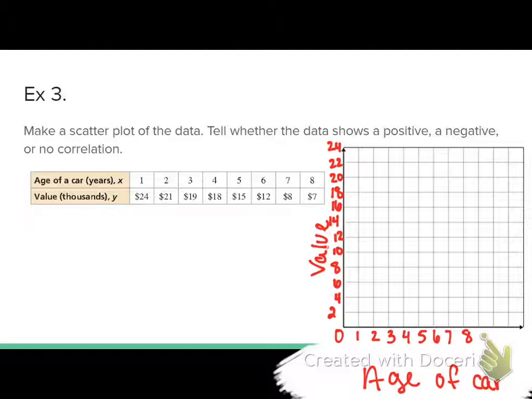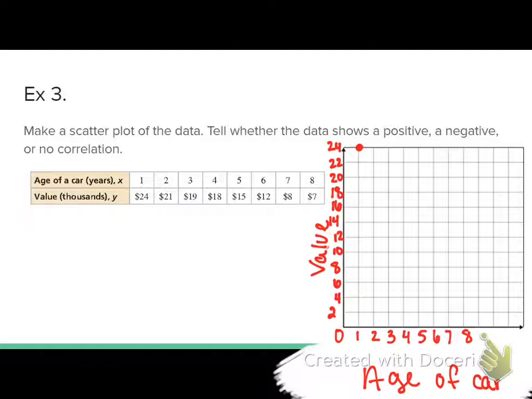All right, take a couple minutes and plot your points. So remember 1, 24 would mean I go over 1 on the y-axis, then up to 24 and put a point. Plotting points is something you should be able to do. Again, if these numbers like 21 and 19 don't lie on one of our lines, it's going to have to go in between. So get all of your points plotted and then think about what kind of correlation you see.